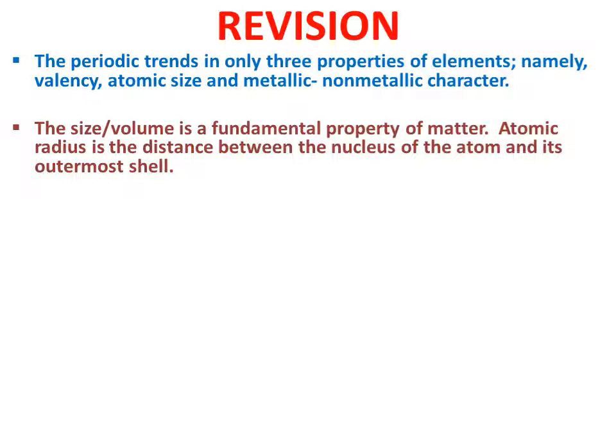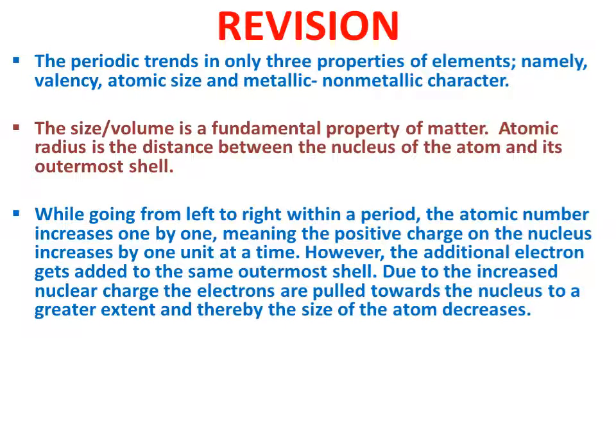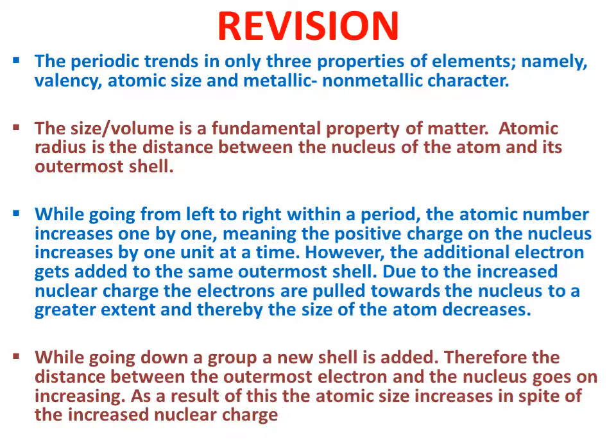The size or volume is a fundamental property of matter. Atomic radius is the distance between the nucleus of an atom and its outermost shell. While going from left to right within a period, the atomic number increases by 1, meaning the positive charge on the nucleus increases by 1 unit at a time. However, the additional electron gets added to the same outermost shell. Due to the increased nuclear charge, the electrons are pulled towards the nucleus to a greater extent, and thereby the size of an atom decreases.